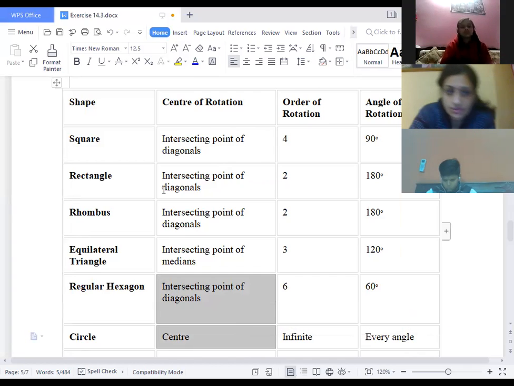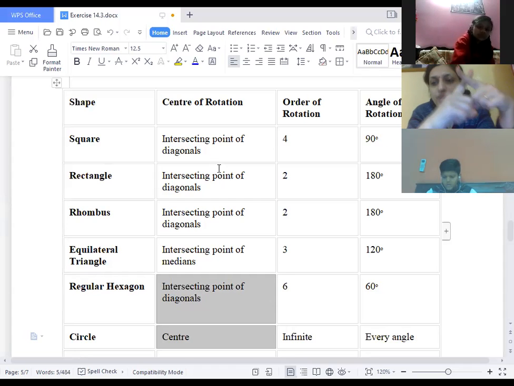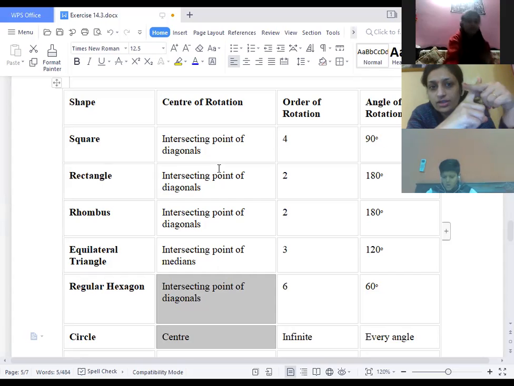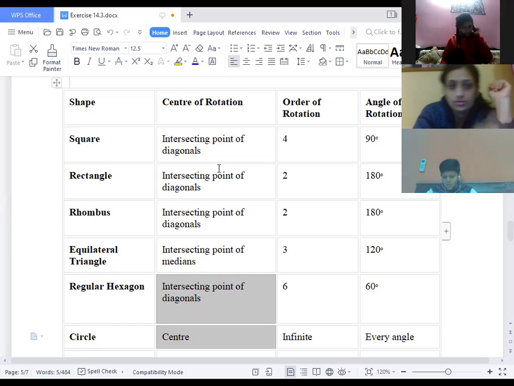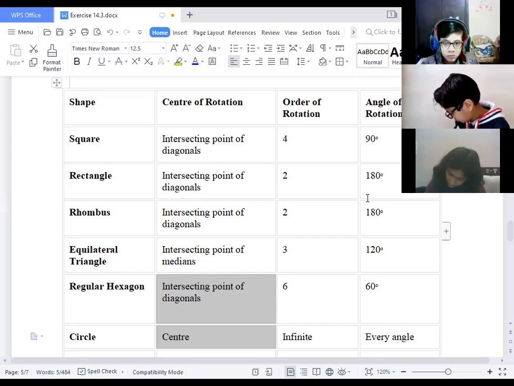And in the rectangle also, the intersecting point of the diagonals, where both the diagonals are meeting, is called the center of rotation. The order of rotation of a rectangle is 2, because it rotates either on the length basis or the breadth basis. So the angle of rotation will be 180 degrees here.